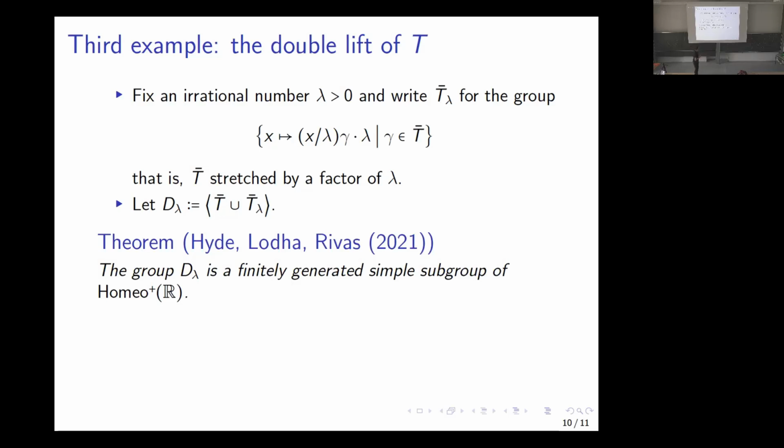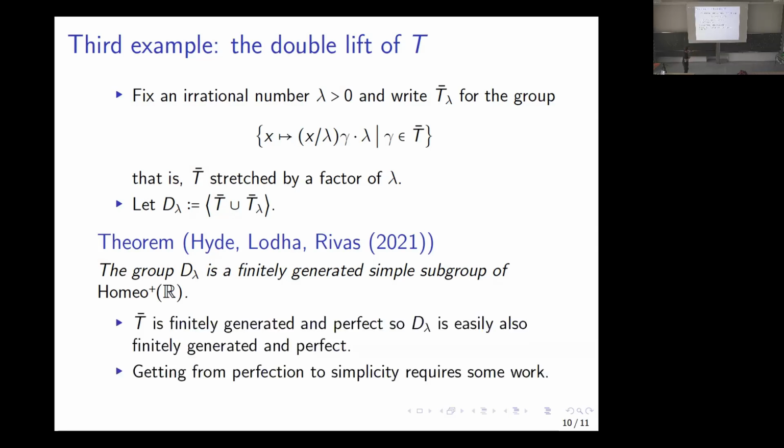But proving that it's finitely generated is super easy because T bar and T bar lambda are both finitely generated. Proving it's perfect is pretty easy because T bar and T bar lambda are both perfect. But proving it's simple required some more work. That was fairly fiddly. Having said that, there was like 20 minutes of great excitement in the sand when we did that. So it was a very dense 20 minutes.